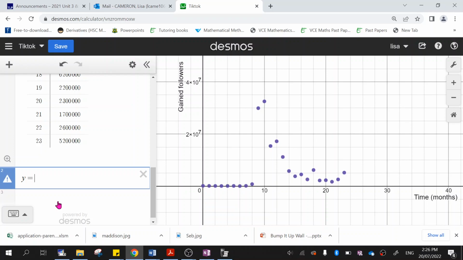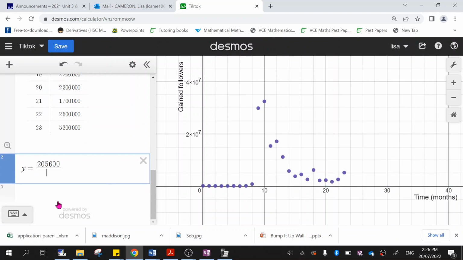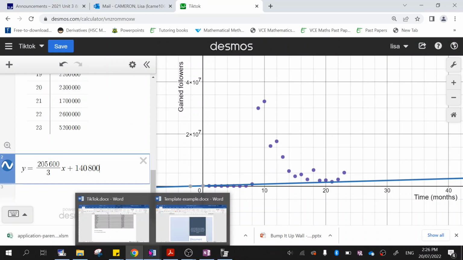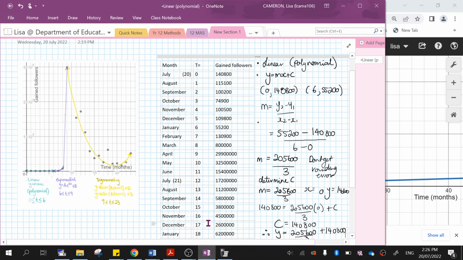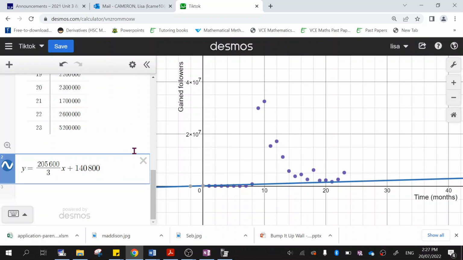This is not a fitting assignment. So y equals 205600 divided by 3 x plus 140800. Let's just click back to the other screen. I should have written that down to start off with to double check. Yeah, okay, good.